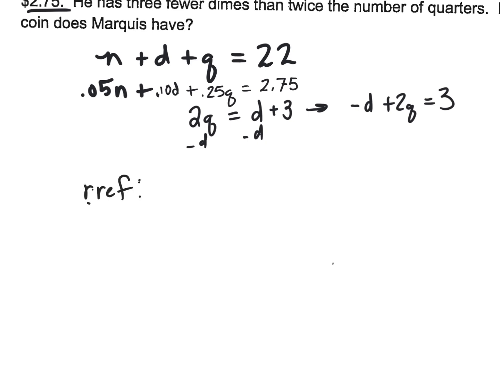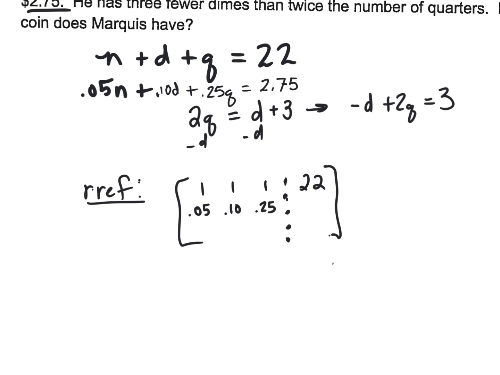I'm just going to go ahead and do reduced row echelon form because I know that's what y'all are going to do. So what is the first row in my reduced row echelon form going to look like? 1, 1, 1, and then what? 22. Okay? What's the next row going to look like? Yep, 2.75. And your calculator's not going to blink at the decimals, doesn't matter.